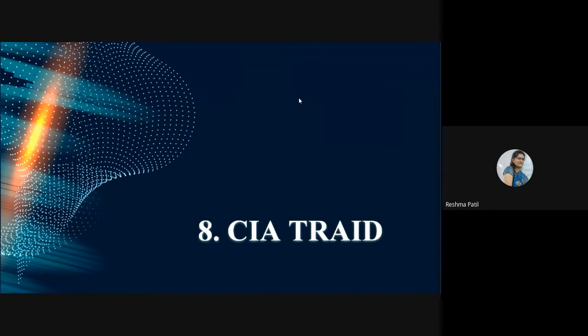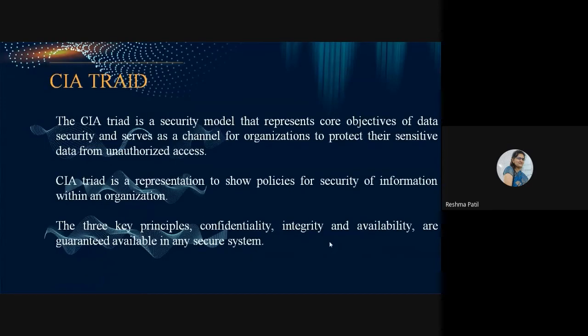Then the CIA triad, we did this part already. We have seen confidentiality, integrity, and availability. Again, we are going to check, and in each and every chapter you will get this point because it is related to security. If these 3 points are there, then you can say that our system is secure. CIA triad is a security model that represents core objectives of data security and serves as a channel for organizations to protect their sensitive data from unauthorized access. The main objective is to protect our sensitive data from unauthorized access. And this is a security model.